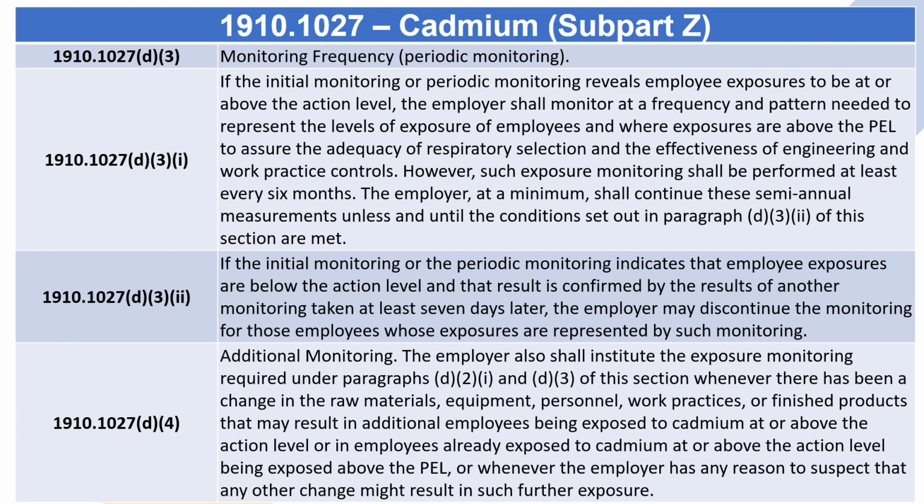1910.1027(d)(4) Additional monitoring. The employer also shall institute the exposure monitoring required under paragraphs (d)(2)(i) and (d)(3) of this section whenever there has been a change in the raw materials, equipment, personnel, work practices, or finished products that may result in additional employees being exposed to cadmium at or above the action level or in employees already exposed to cadmium at or above the action level being exposed above the PEL, or whenever the employer has any reason to suspect that any other change might result in such further exposure.